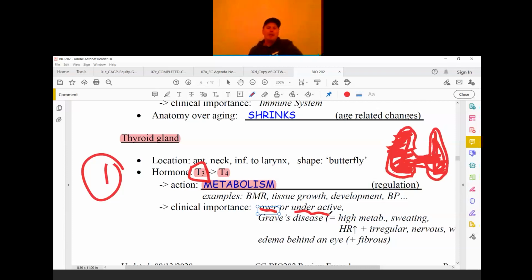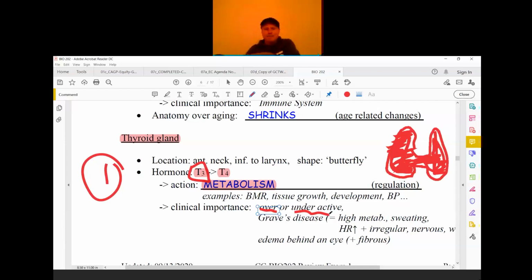Let's look at the situation where your thyroid gland is overactive. In that situation, you could eat all you wish and you're still not going to be able to put on any weight. You're not able to put on weight. You just have a very fast metabolism. You burn off that energy. Your BMR, basal metabolic rate, is really, really fast.